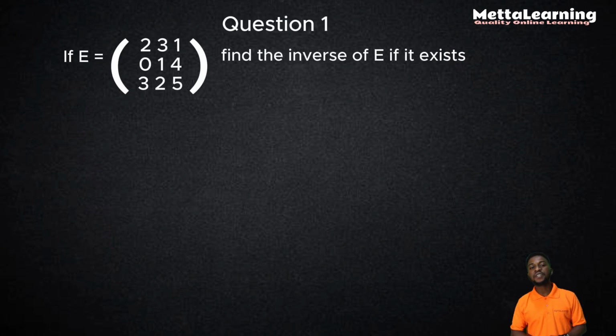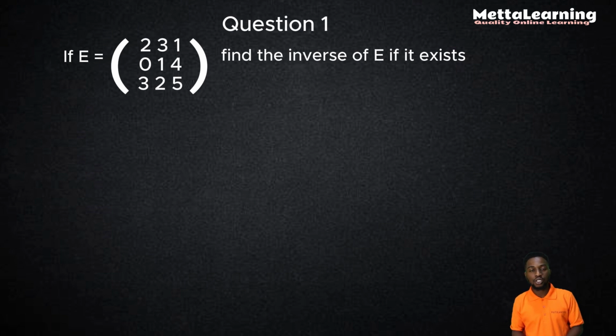The next question we'll be solving in today's class is from the WAEC Past Question 2005. It says if E is the matrix with rows 2 0 3, 3 1 2, 1 4 5, find the inverse of E if it exists. To find the inverse of E, we'll first need to calculate the determinant of E.